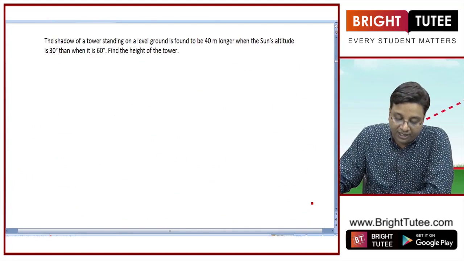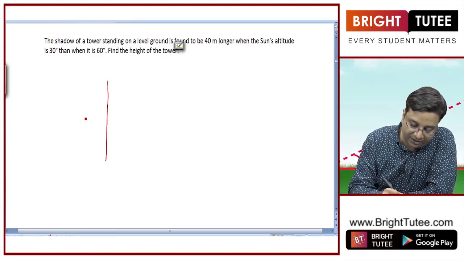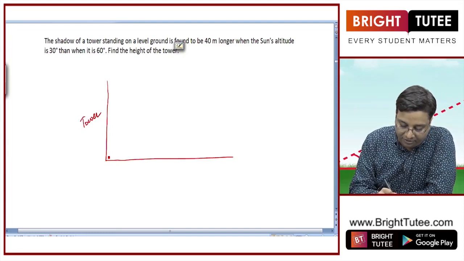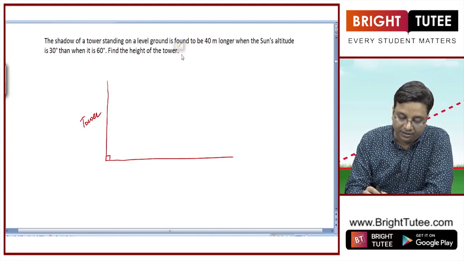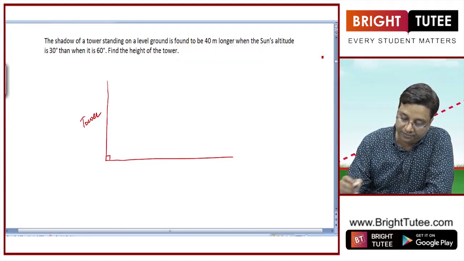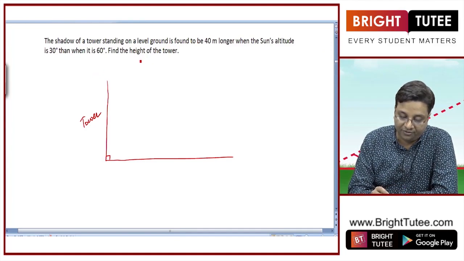The shadow of a tower standing on a level ground, let us say this is the tower and this is the level ground. The shadow is found to be 40 meter longer when the sun's altitude is 30 degrees than when it is 60 degrees. Find the height of the tower.